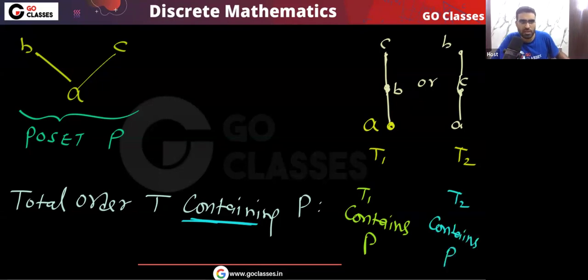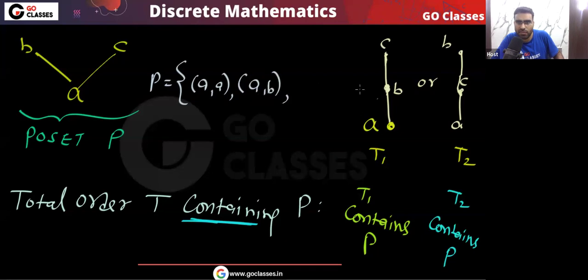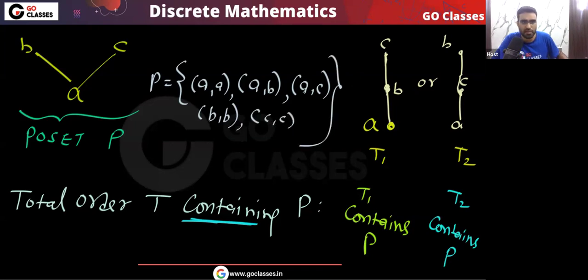Whatever you have in P, that is also in T1. In P, what you have? Everything that you have in P. In P, you have this; in T1 also, you have this. In P, you have this; in T1 also, you have this. In P, you have this; in T1 also, you have this by transitivity. Yes or no? So everything that P has, T1 also has. Right? So I can say T1 contains P. Also, T2 contains P.